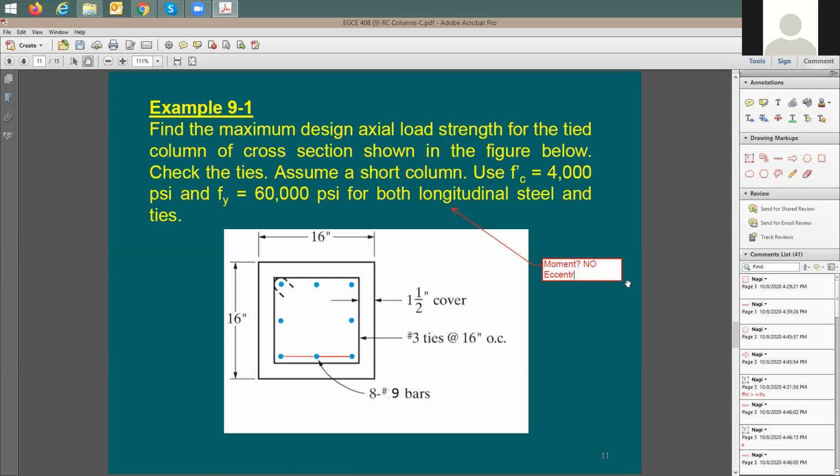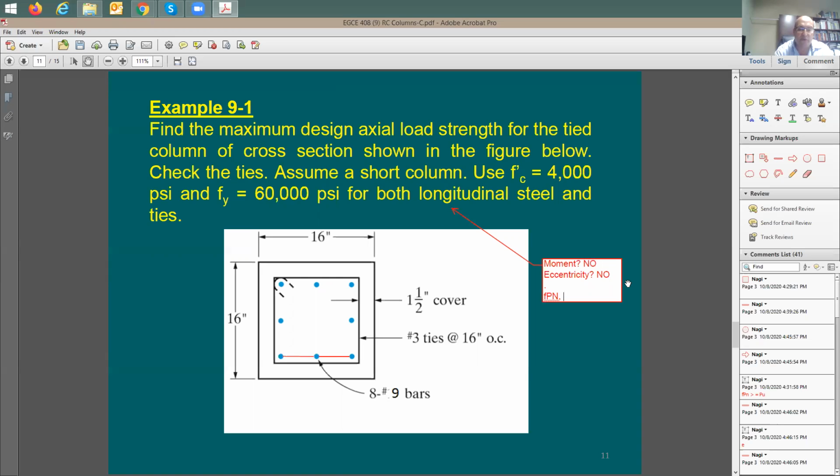Eccentricity. Any eccentricity? No. There's nothing here about eccentricity, right? So what should I do? I'm just going to say here, you need to determine VPN. Any consideration for any moment? You can say no, no moment at all.